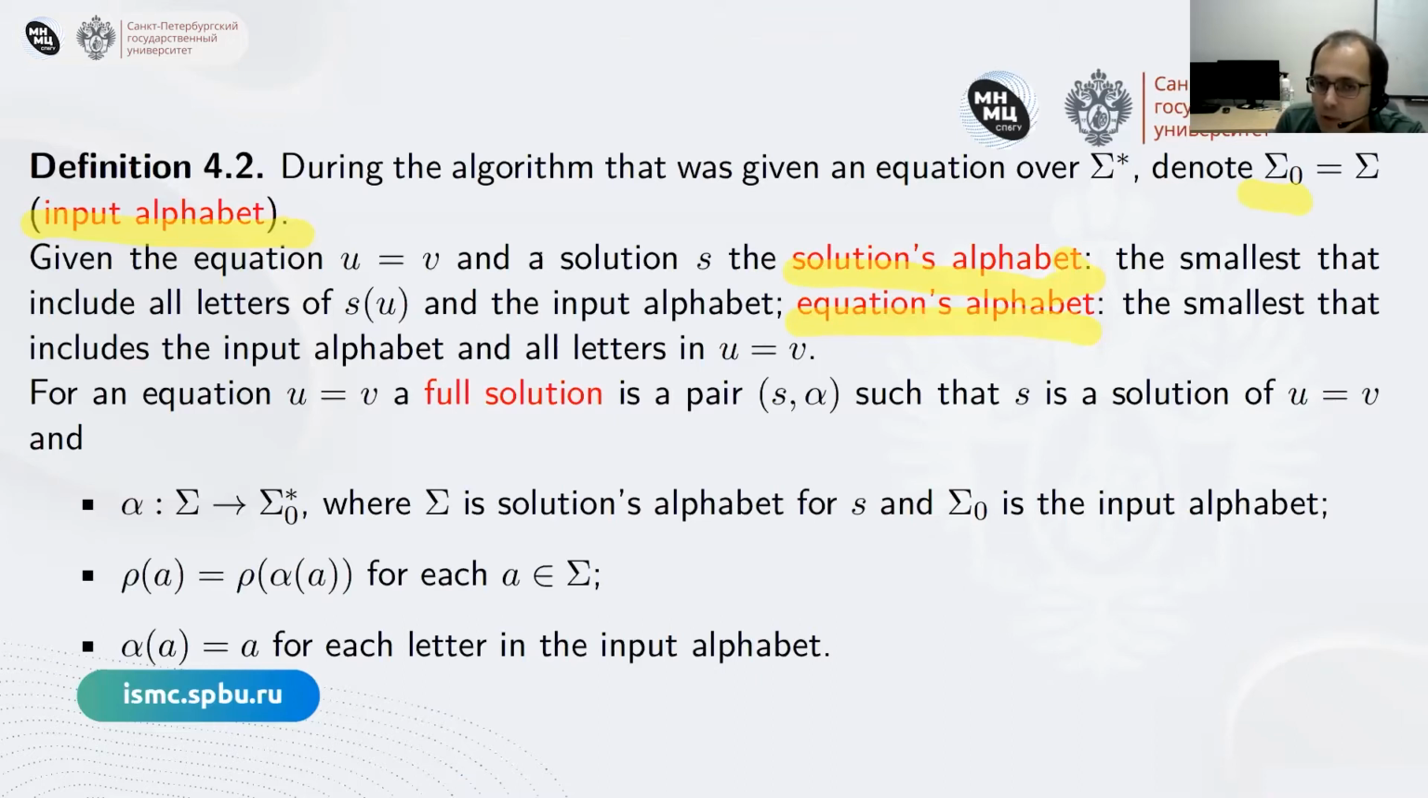Okay, and such a pair, a solution and this homomorphism alpha, I will call a full solution, to distinguish it from S, which is just the solution. So the pair S and alpha is the full solution. And this alpha should map all the letters of the solution's alphabet to strings over the input alphabet. It should respect the constraints, and it should be constant on letters from the input alphabet. Okay, so that we do not make some strange loopholes and do not falsify anything. So the letters in the input alphabet represent themselves.